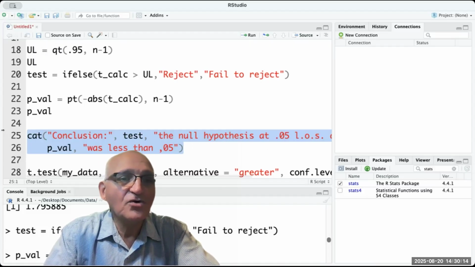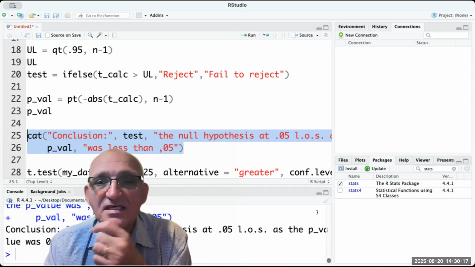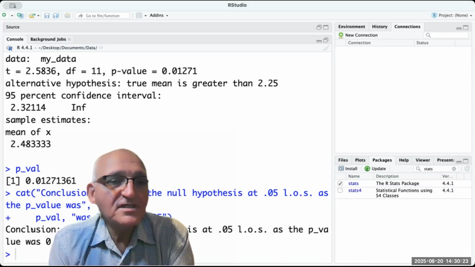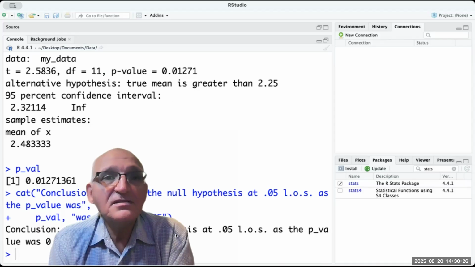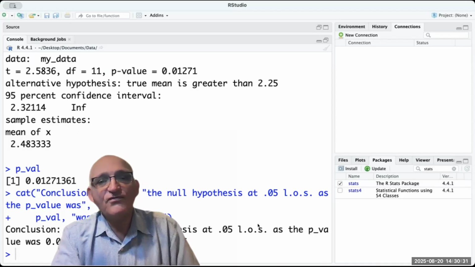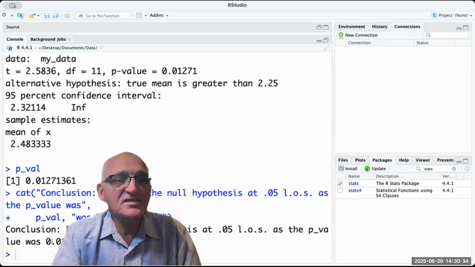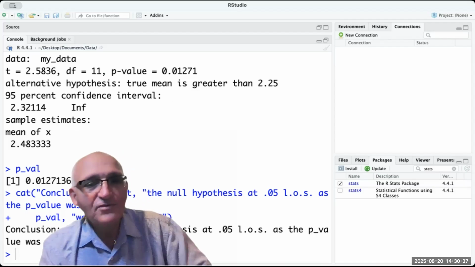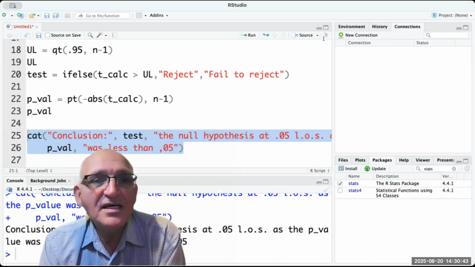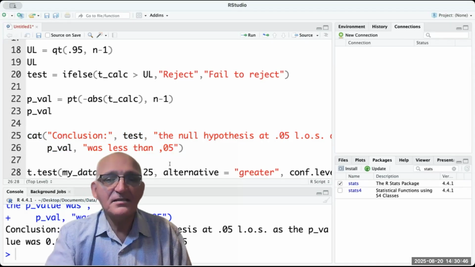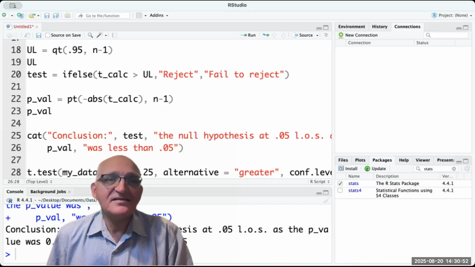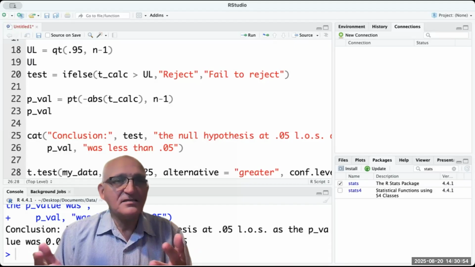So really, I can run only this line, and you can see here that I got it written that I reject the null hypothesis at 0.05 level of significance as the p-value was, which I should say, which is less than 0.05. So you can make it better than what you get from RStudio, especially if you want to save that in a text file.